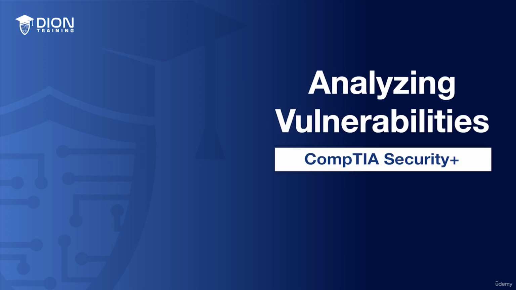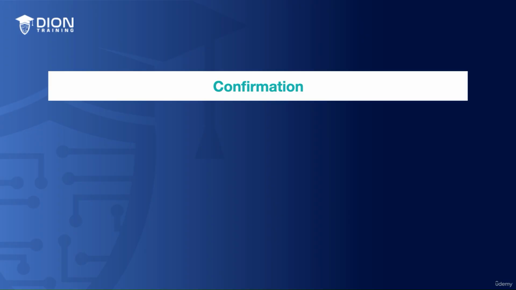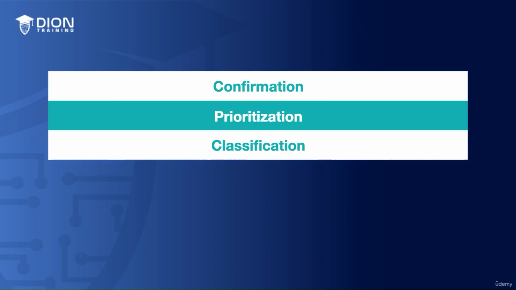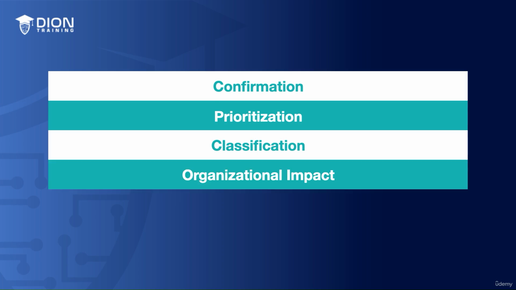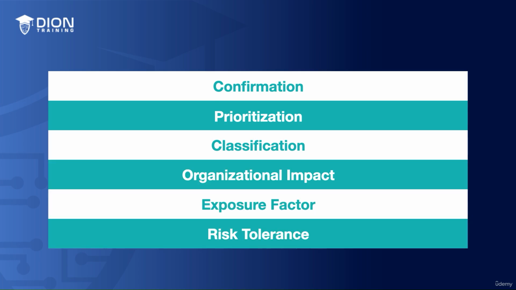In this lesson, we'll be learning about analyzing vulnerabilities. Analyzing vulnerabilities is a critical step that we must perform to help strengthen our cybersecurity defenses. As we move through this lesson, we're going to explore the various concepts related to analyzing vulnerabilities, including confirming the vulnerabilities exist, prioritizing the vulnerabilities, classifying the vulnerabilities, the organizational impact of those vulnerabilities, the exposure factor of the vulnerabilities, and how all of this compares to the risk tolerance in your organization.